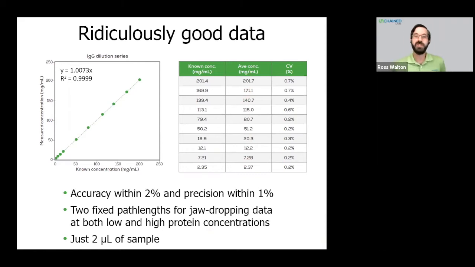Stunner's measured concentrations are within 2% of the known value, and the percent CVs, which you might be more familiar with as relative standard deviation or RSD, are within 1%. And that's across the entire dilution series from 200 mg per mL all the way down to 2 mg per mL. And that's all thanks to those two fixed path length microcuvettes. And remember, you only need 2 microliters of sample to get results that look like this.